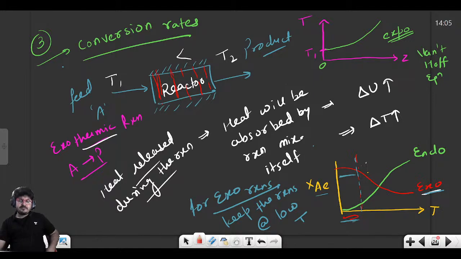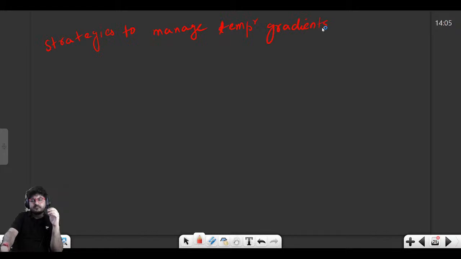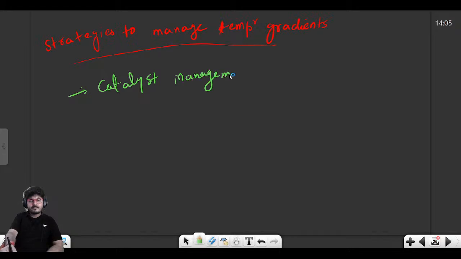Okay, so when we talk about strategies to maintain or to manage the temperature gradient, you can say here we have many points which you can add. Like you can talk about the reactor design, you can talk about the configuration, you can talk about the catalyst management, you can talk about the reactor design or configuration.